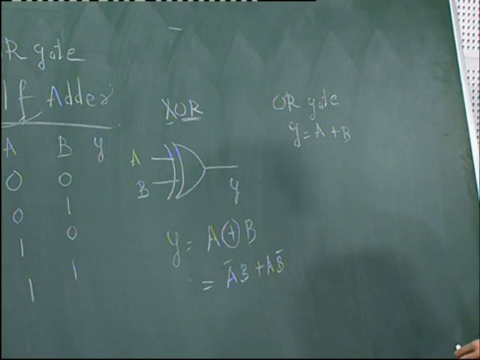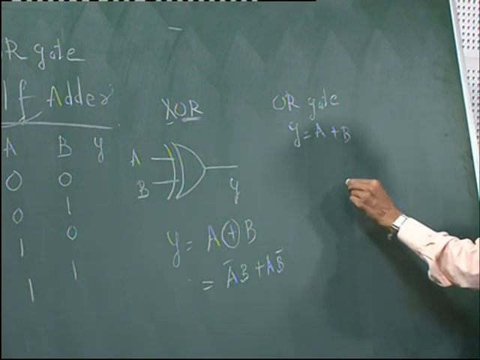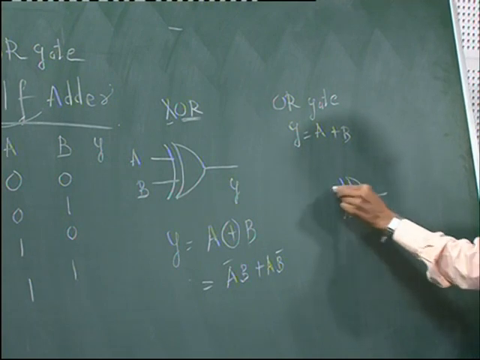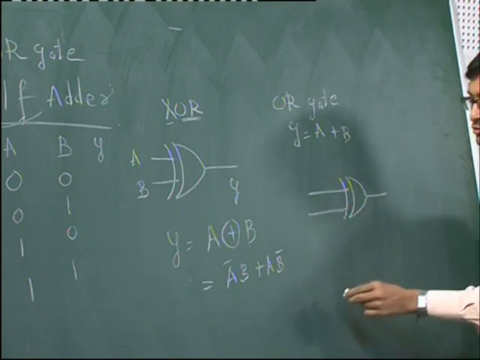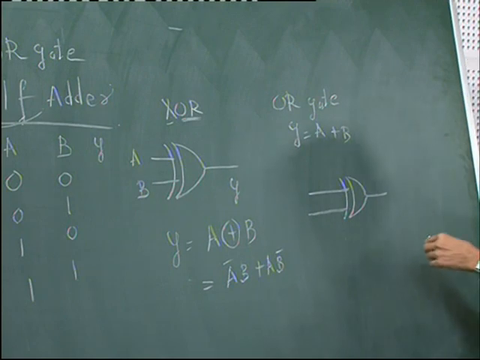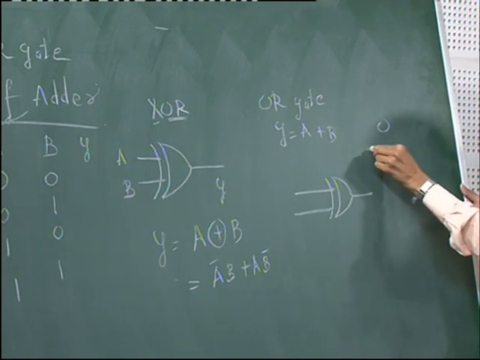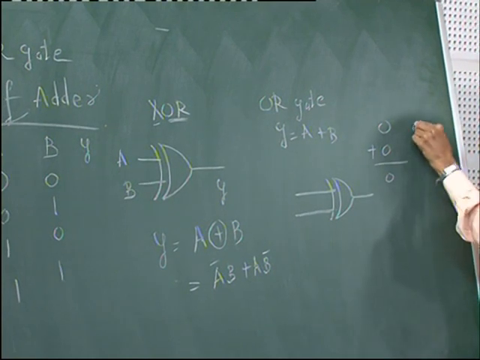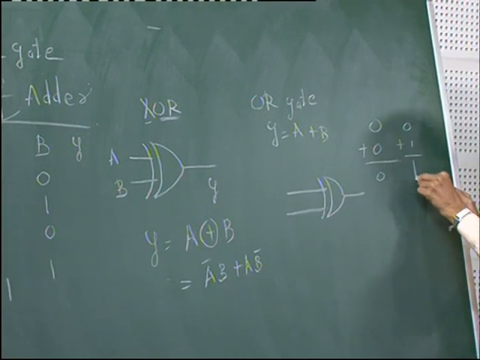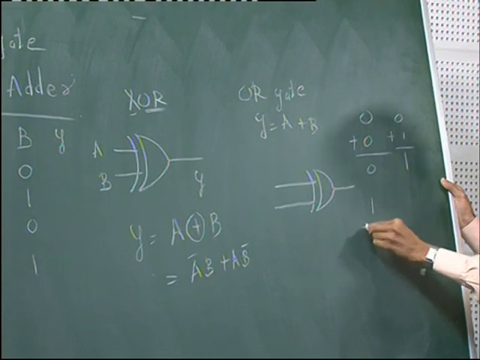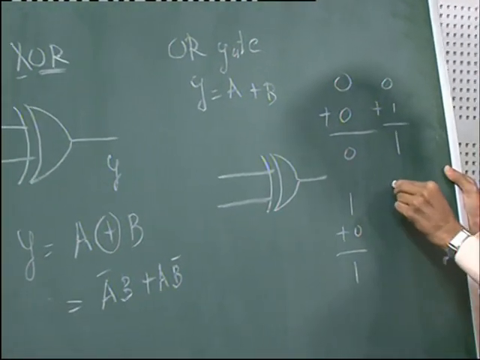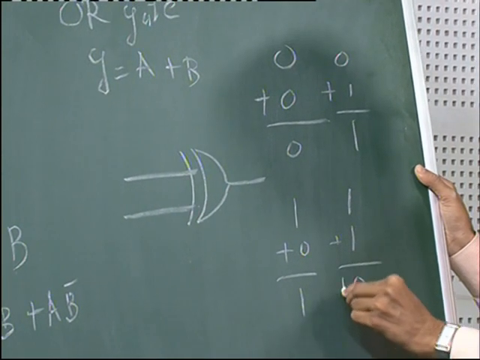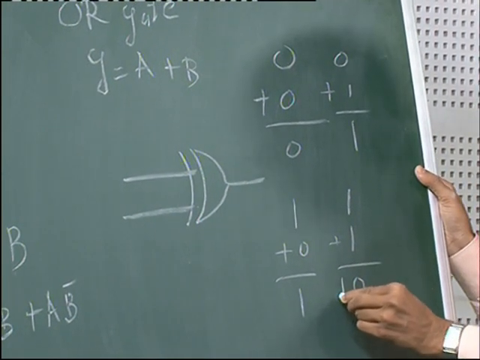Now let me form the half adder circuit, the circuit which is used to add two numbers. Suppose you want to add 0 plus 0. 0 plus 0 is 0. 0 plus 1 is 1. 1 plus 0 is 1. But in binary 1 plus 1 is 0 and 1. 0 is the sum and 1 is the carry.